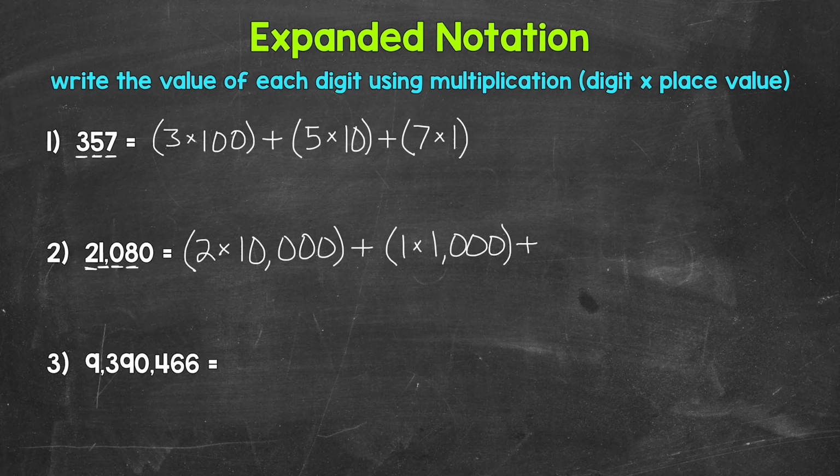That's this 8 right here. So our next digit, we have an 8, and then that 8 is in the tens place. So times 10. This 8 has a value of 8 tens, 8 groups of 10, which is 80. And then our last digit, we have a 0 in the ones place. So we don't have a value to write for the ones place. We are done. That's the expanded notation for 21,080.